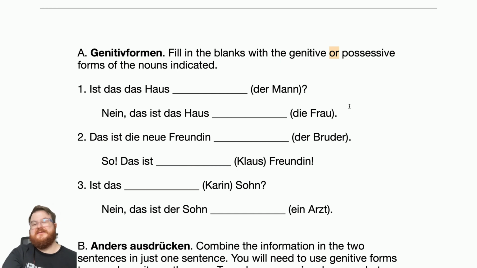So, das ist Freundin. Okay, so again, if they were complete, the English translation would be, that is the brother's new girlfriend. That's Klaus's girlfriend. Nummer 3. Ist das Sohn? Nein, das ist der Sohn. Okay, so, and again, if they were complete in English, it would be, is that Karen's son? No, that's the doctor's son.